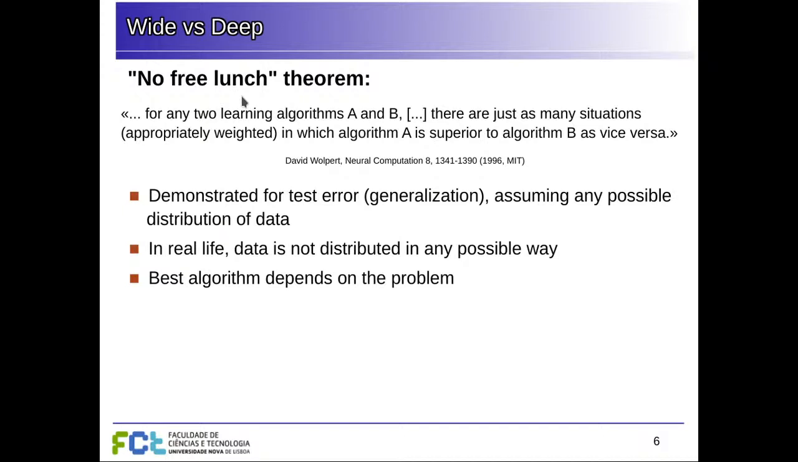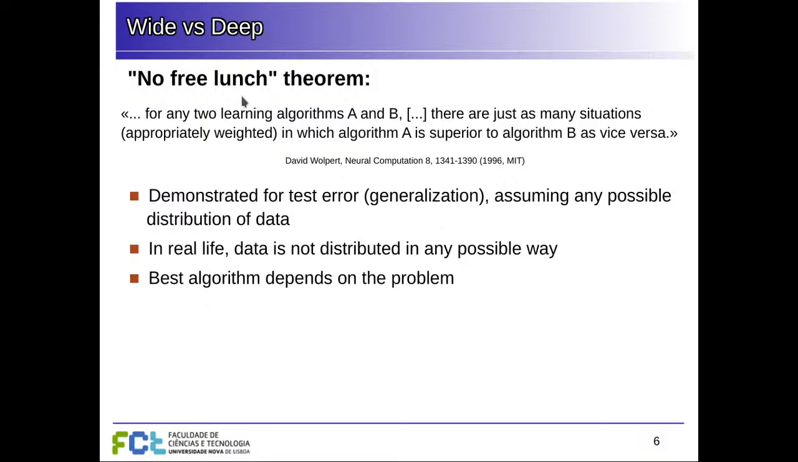Now, we also saw this no free lunch theorem in the first lecture, but the idea is that for any 2 learning algorithms, in theory, we can find just as many situations in which algorithm A is better than B as situations where algorithm B is better than A. So there is no learning algorithm that is simply better than any other for all possible situations. Now, this is a theoretical result that can be proven, but assuming any possible distribution of data, that is, any logical distribution of data that could in theory be possible. But in real life, we don't have all possibilities that would be logically or mathematically allowed, and the data is constrained by how reality allows it to be.